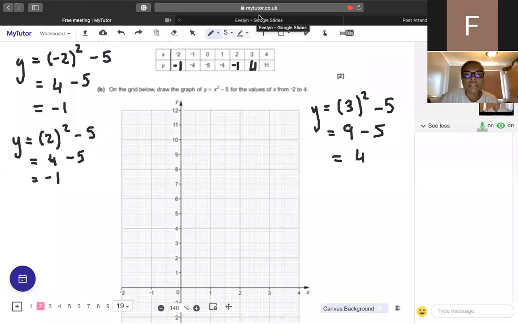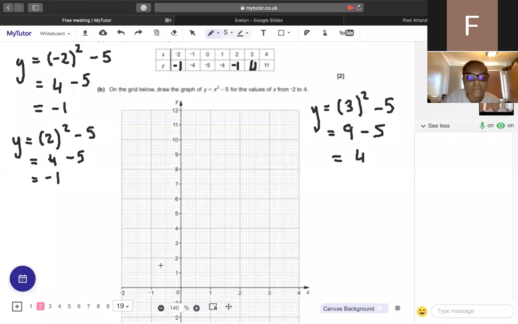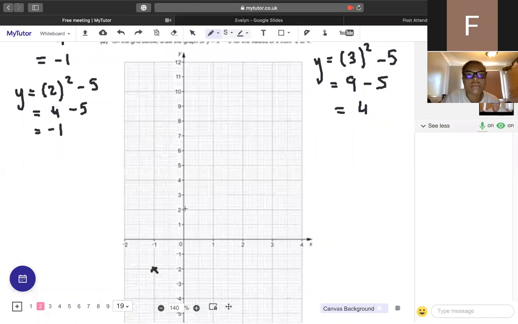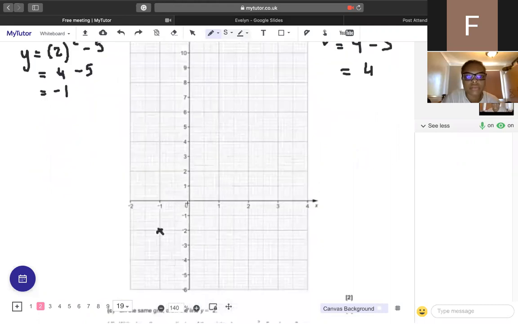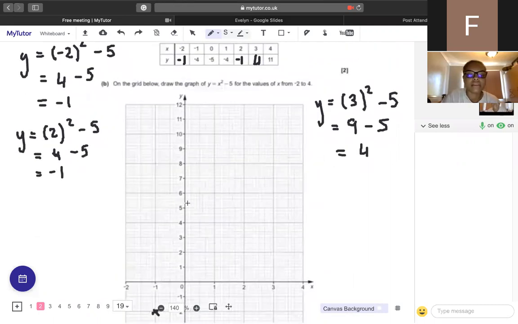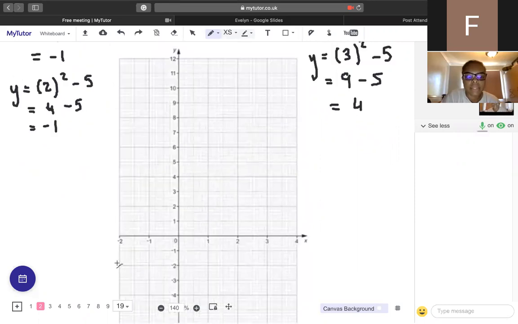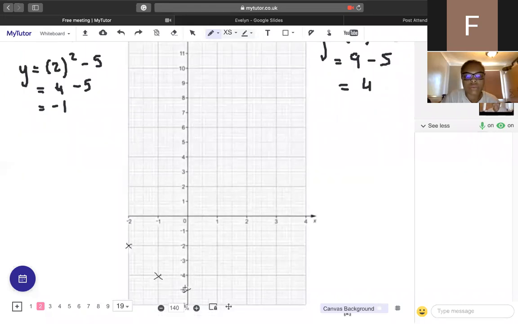So we've got minus 1, minus 2, which should go, oops. Sorry, let's start again. Getting myself confused. So we've got minus 2, minus 1 as our first coordinate. So minus 2, minus 1 goes over here. Then we have minus 1, minus 4. Then it is 0, minus 5. And then we had 1, minus 4.